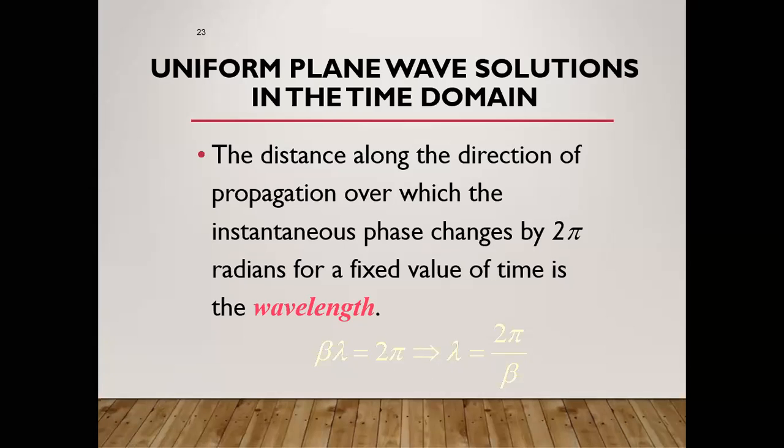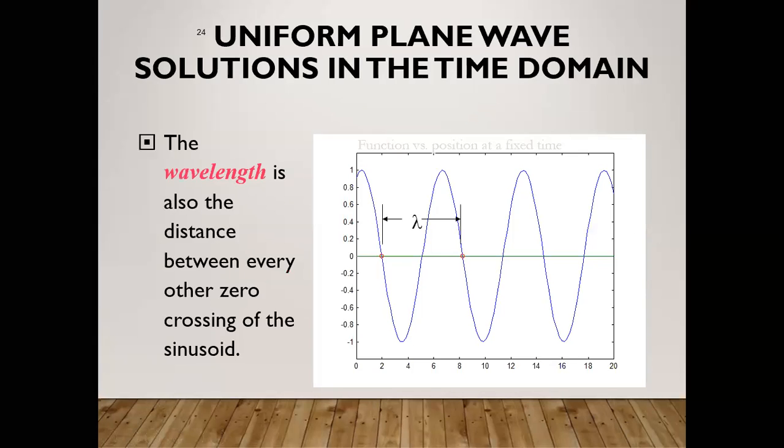In short, you can say this is nothing but the distance along the direction of propagation over which the instantaneous phase changes by 2 pi every time, in radians. So in short, lambda is the wavelength, which is 2 pi by beta.